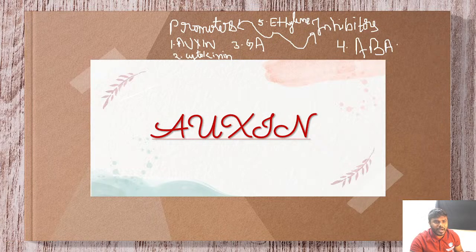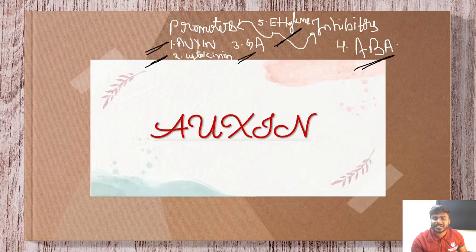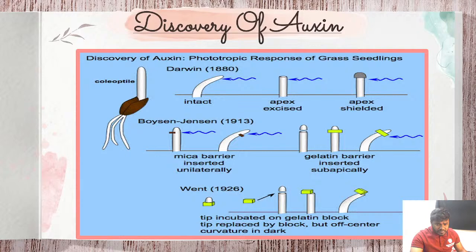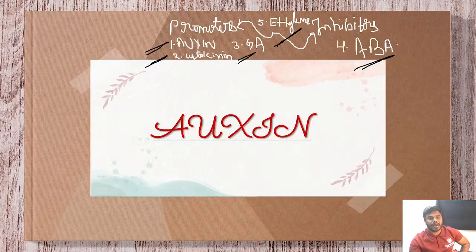So, listen everyone. Auxin, cytokinin, and gibberellic acids are the promoters which can enhance or promote the growth. Abscisic acid is the one which inhibits the growth. Ethylene acts as both a growth promoter and a growth inhibitor. Do not forget the statement, please. Now friends, let's talk about the hormones one by one elaborately.